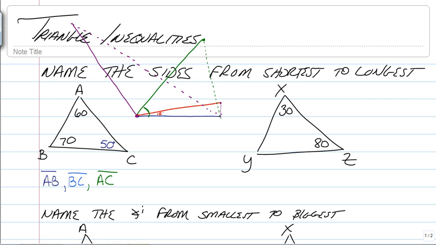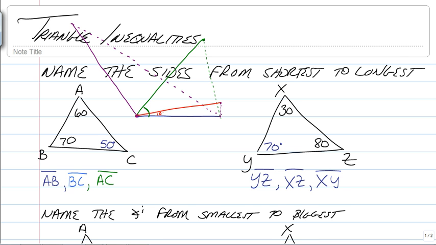So why don't you take a few seconds and do the next example. So the first thing you should have said is this is 70 degrees. So your shortest side would be YZ because that's what's opposite of 30 degrees. Next would be XZ because that's what's opposite of the 70. And your longest would be XY because Z is the biggest angle and that's what's opposite of angle Z.